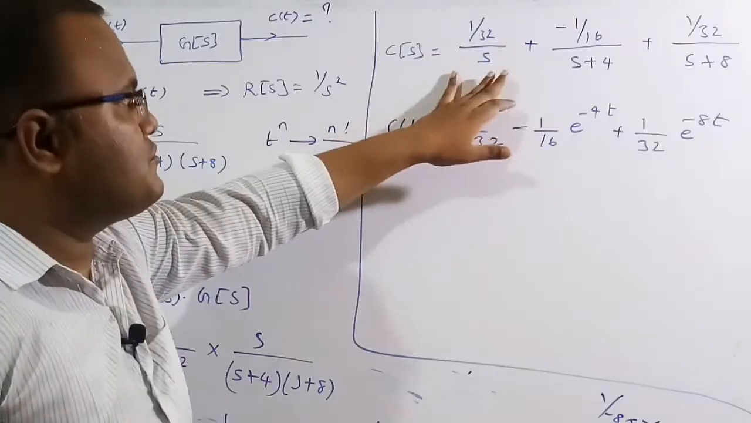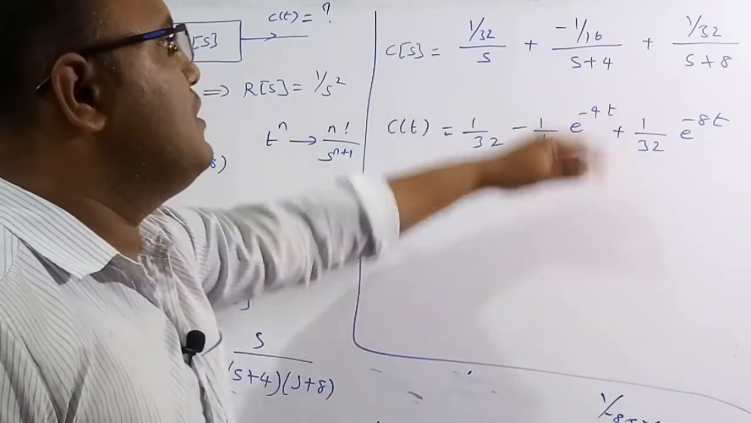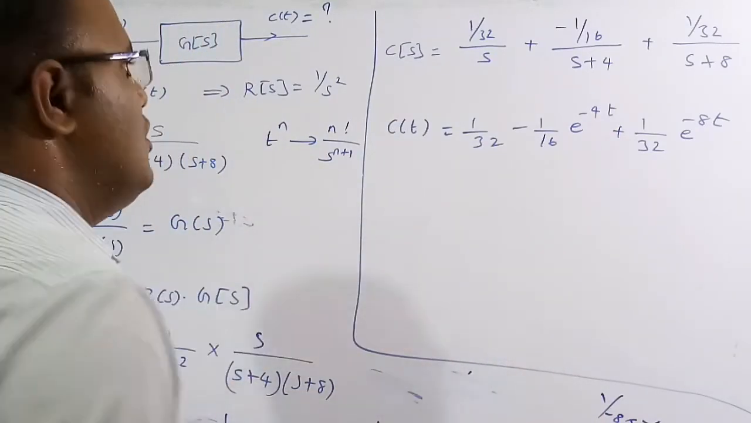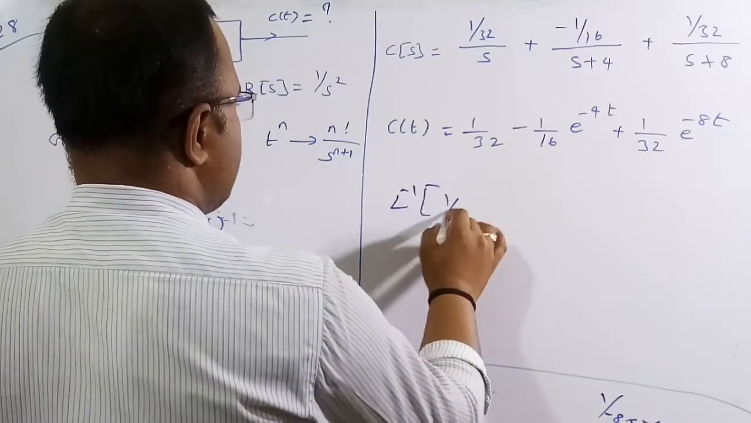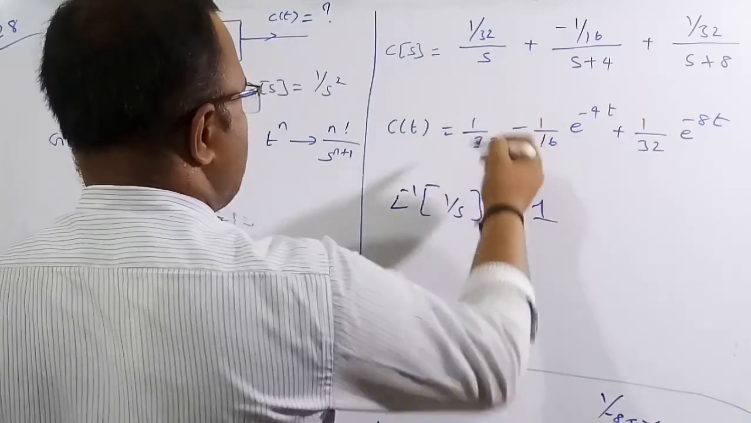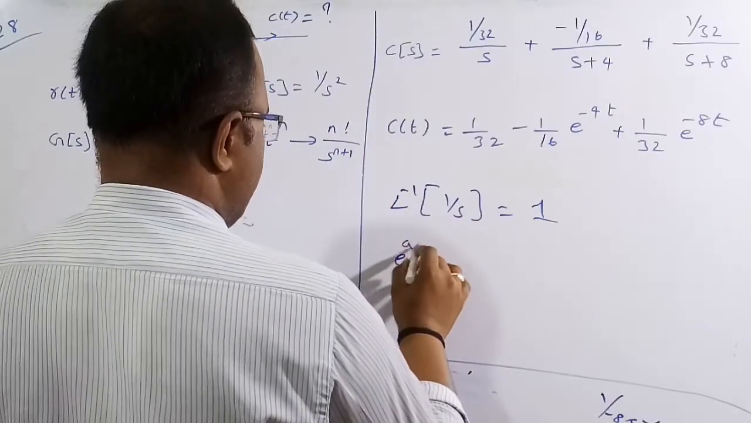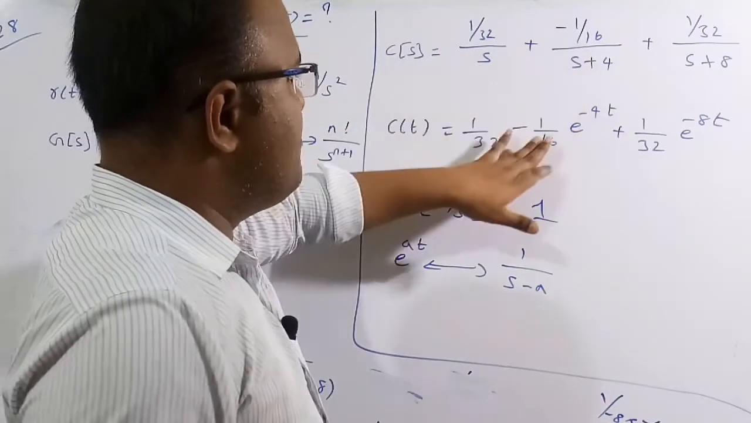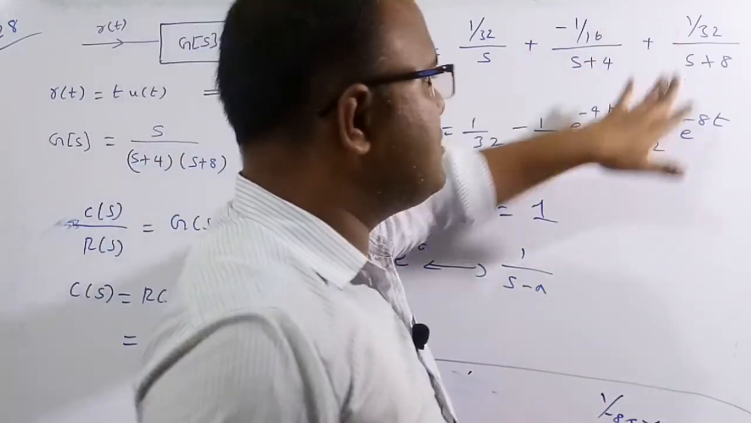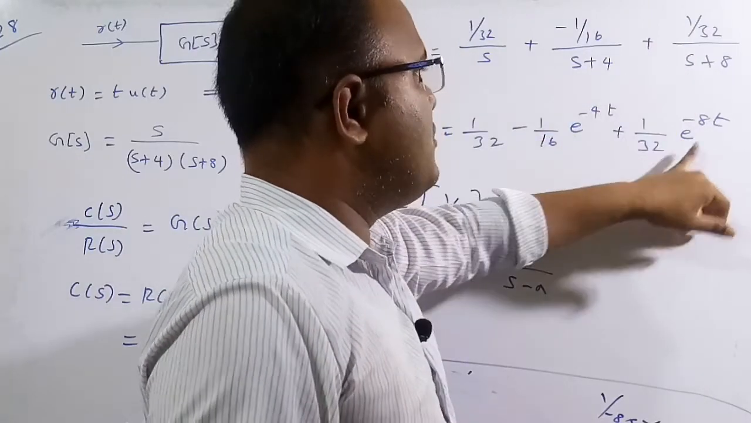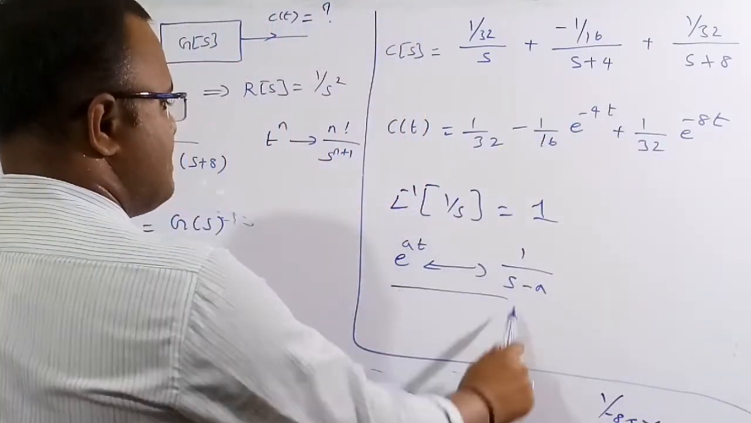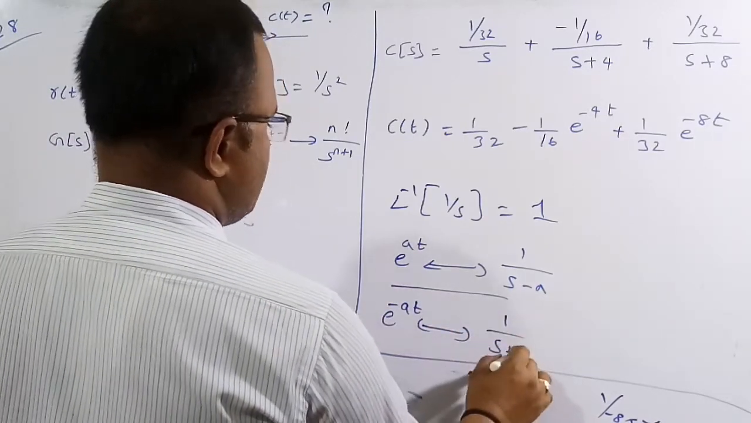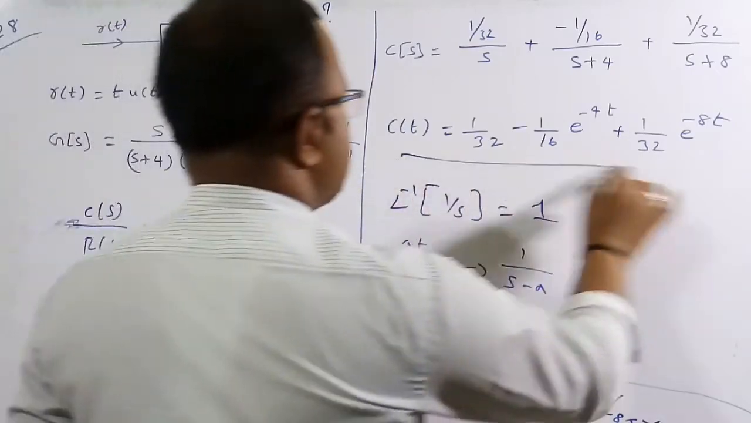Same thing I have written here, C of s is equal to the same expression. Now I want to know the Laplace inverse, the time domain expression. Laplace inverse of 1 by s is 1, so here 1 by 32. The Laplace form of e to the power of at is 1 by s minus a. So minus 1 by 16 into e to the power of minus 4t, and 1 by 32 coefficient into 1 by s plus 8, which is e to the power of minus 8t. Using the same formula, e to the power of minus at is 1 by s plus a. So this is the time domain expression.